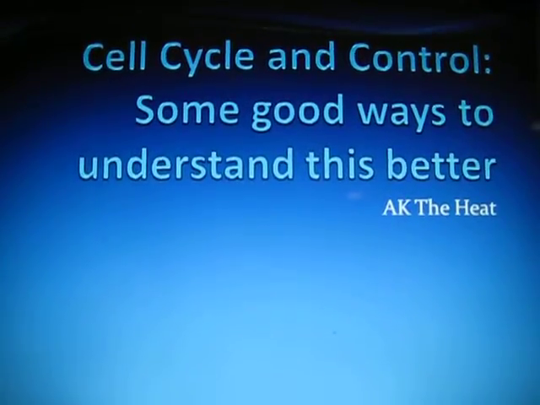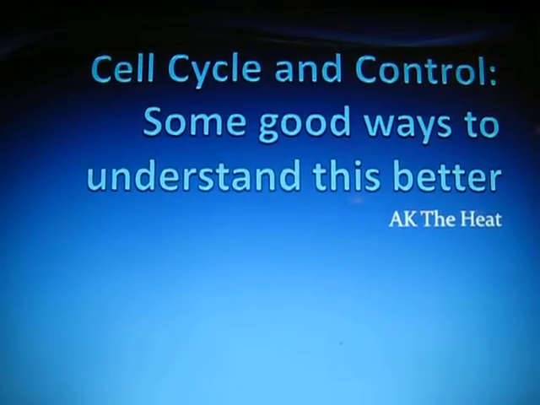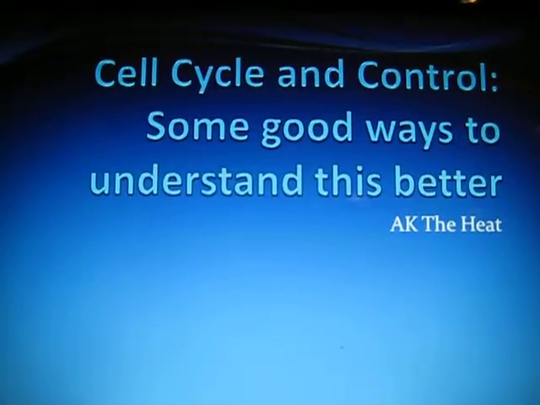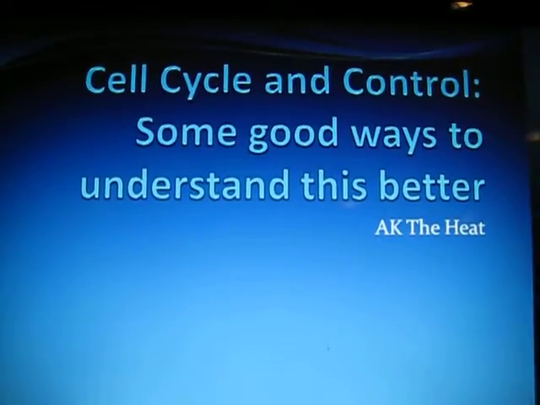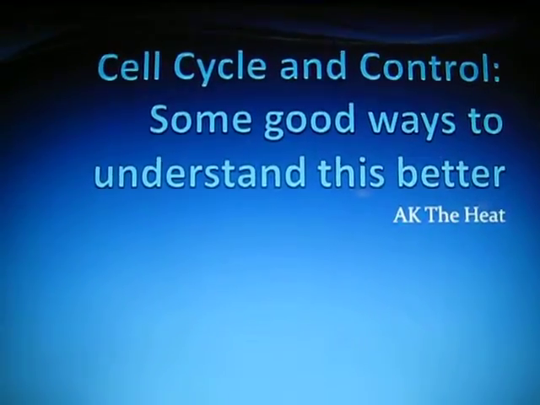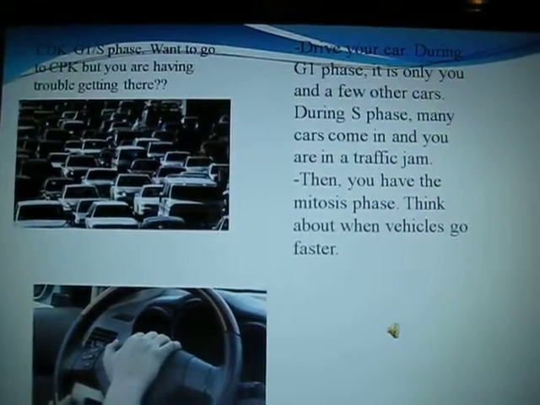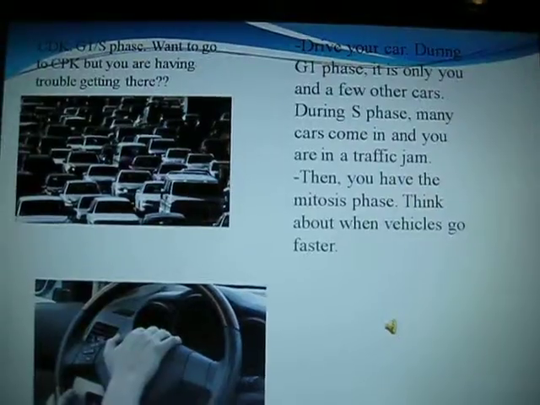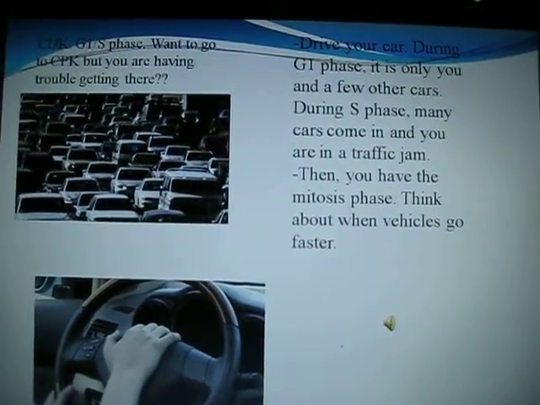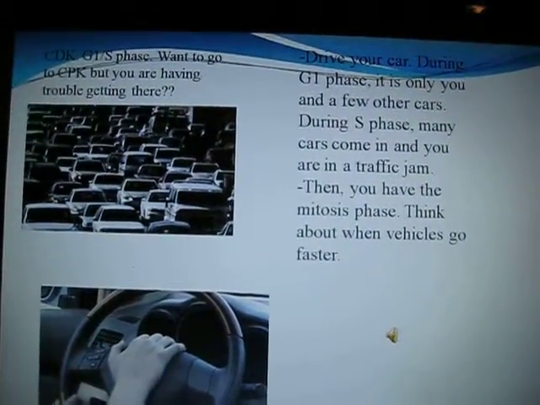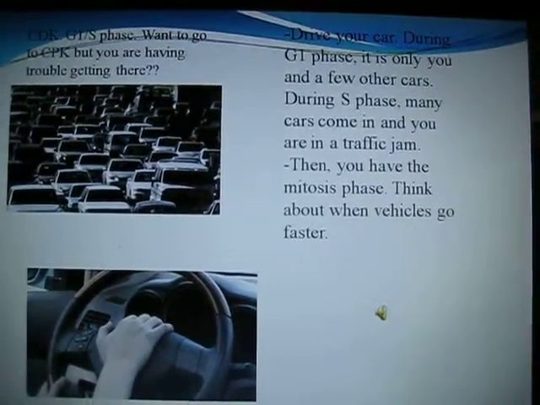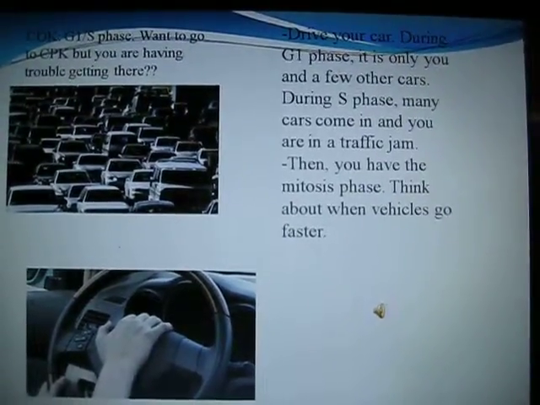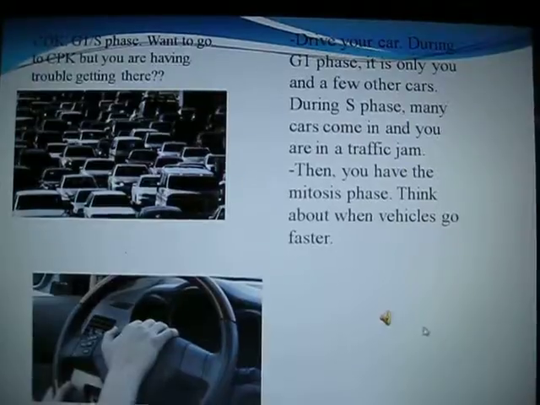Here are some strategies that you can use to understand the cell cycle and control better. For example, during the G1 phase, you've got to think of G1 as having a little bit of growth but not much. So think of it as if you have your own car and you don't have any other car.